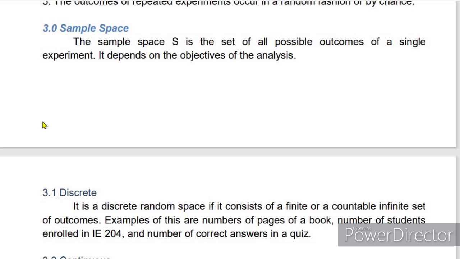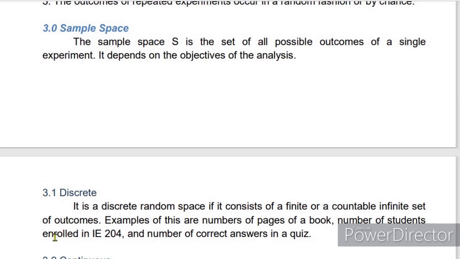Next, 3.0, sample space. The sample space S is the set of all possible outcomes. We denote the sample space with a capital letter S, as the set of possible outcomes of a single experiment. It depends on the objectives of the analysis.